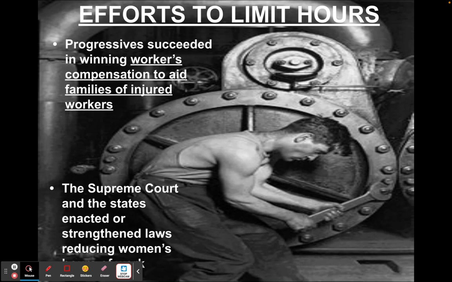Also, the progressives wanted to limit hours that workers were first forced to work. They succeeded in winning workers' compensation to aid families of injured workers. So, if somebody gets injured on a job and they can't go to work, we still should support them, and support, what can we do to make sure that their family still eats and they can still pay their bills. Obviously, maybe you've heard of workman's compensation. So if you get hurt at work, either your job or the government will help to support you and your family during that time period. The Supreme Court also enacted and strengthened laws reducing women's time in a workplace so that they could be at home.